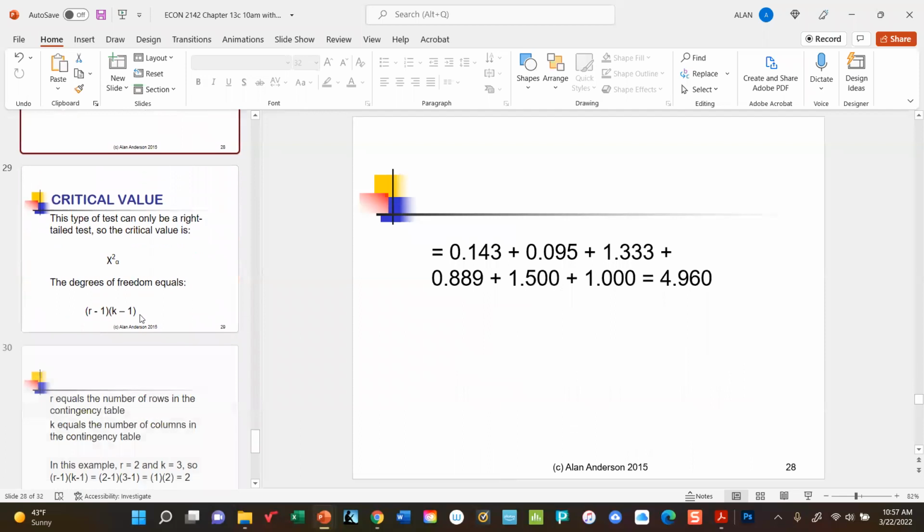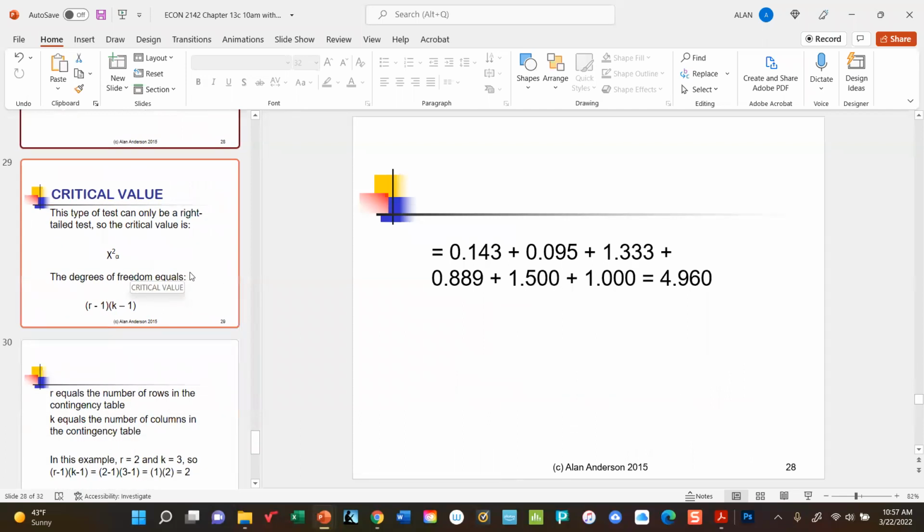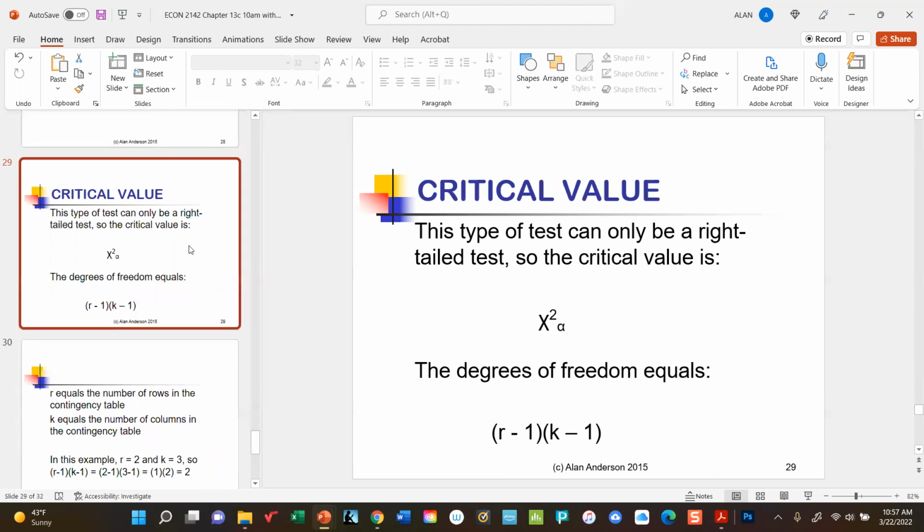And then you're going to have a critical value. The critical value is pretty straightforward. Again, what you're really after is the degrees of freedom. That's the challenging part. So you've got chi-squared alpha. The degrees of freedom is r minus 1 times k minus 1. R is the number of rows in our table. And this is the number of columns.